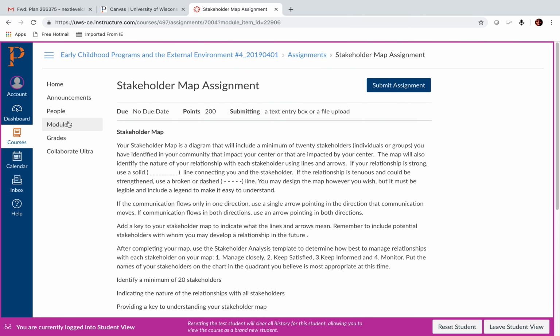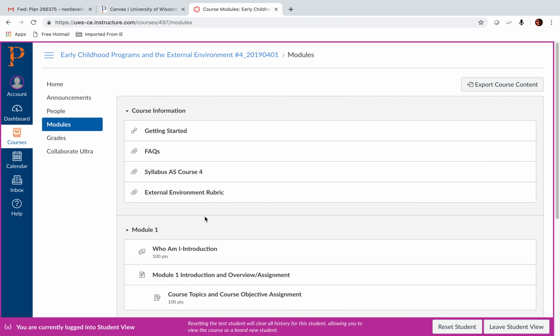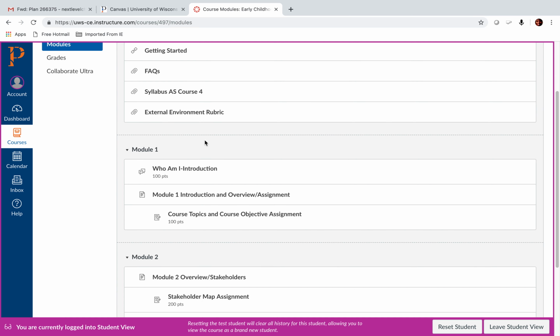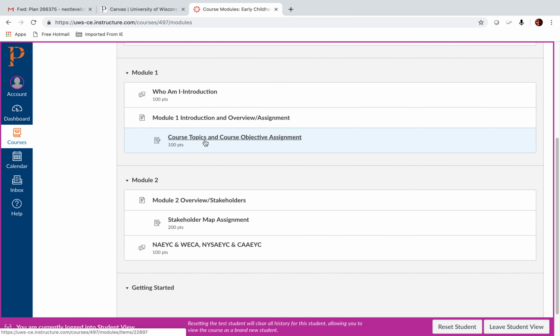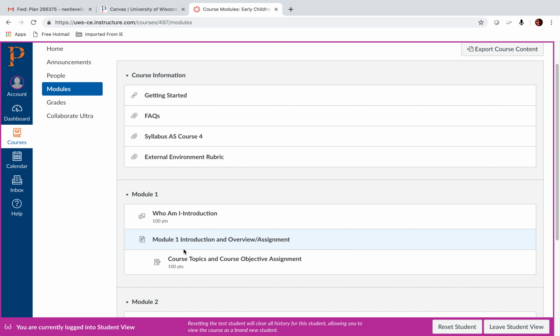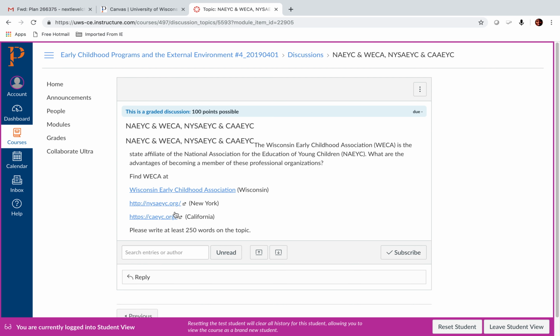So now I'm going to go back to the modules. At this point I only have 2 modules open. I haven't decided yet if I'm going to open up all 10 modules at one time. But at this point the focus should be on Module 1 and Module 2. And then as part of Module 2 you also have this discussion.